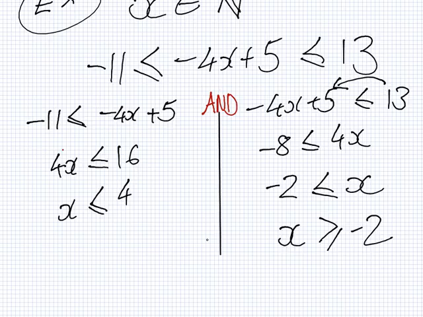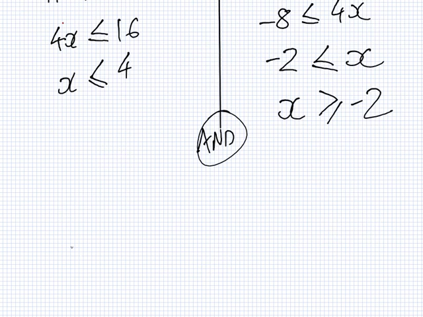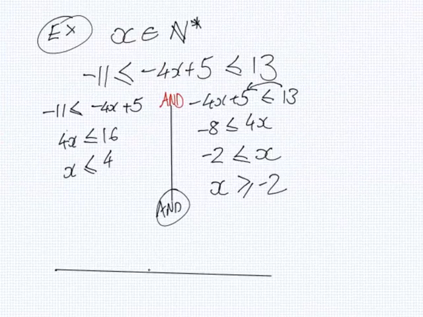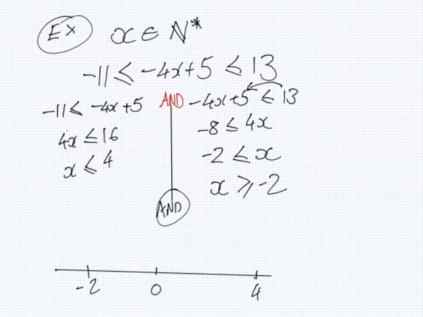Now, we're not quite finished because we have to remember there's an "and" between them. So it's really helpful to draw the number line here. We have minus 2, 0 and 4. My first answer I'll draw in red: x is less than or equal to 4. And in blue is the second answer: x is bigger than or equal to minus 2.